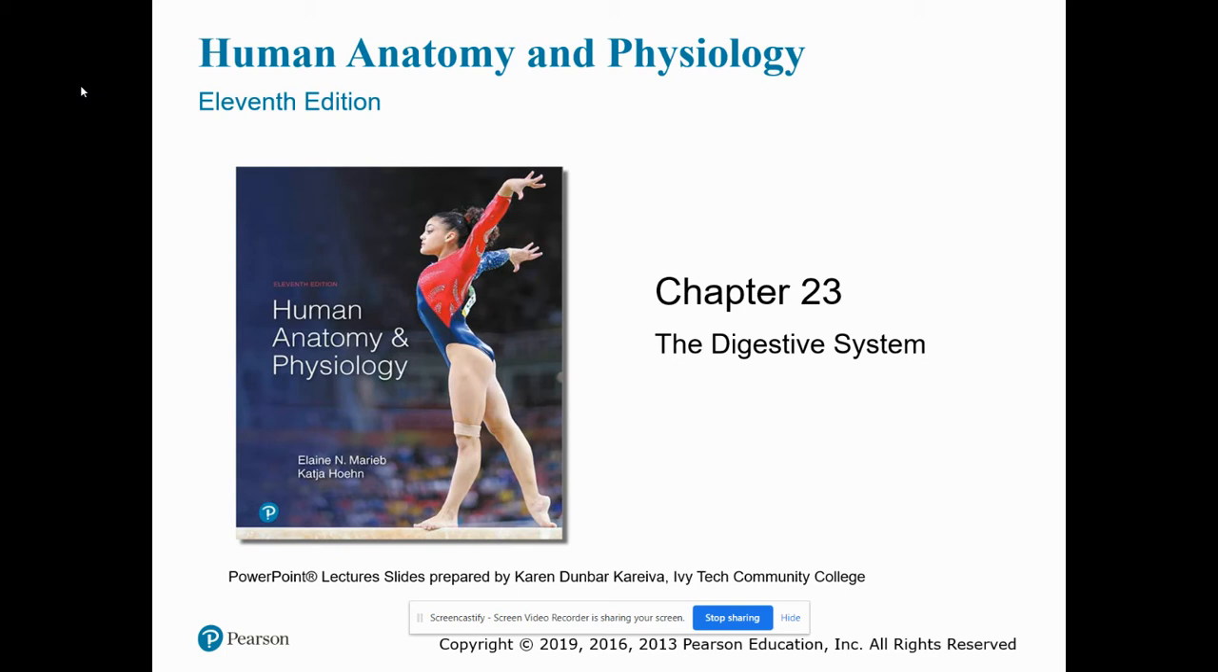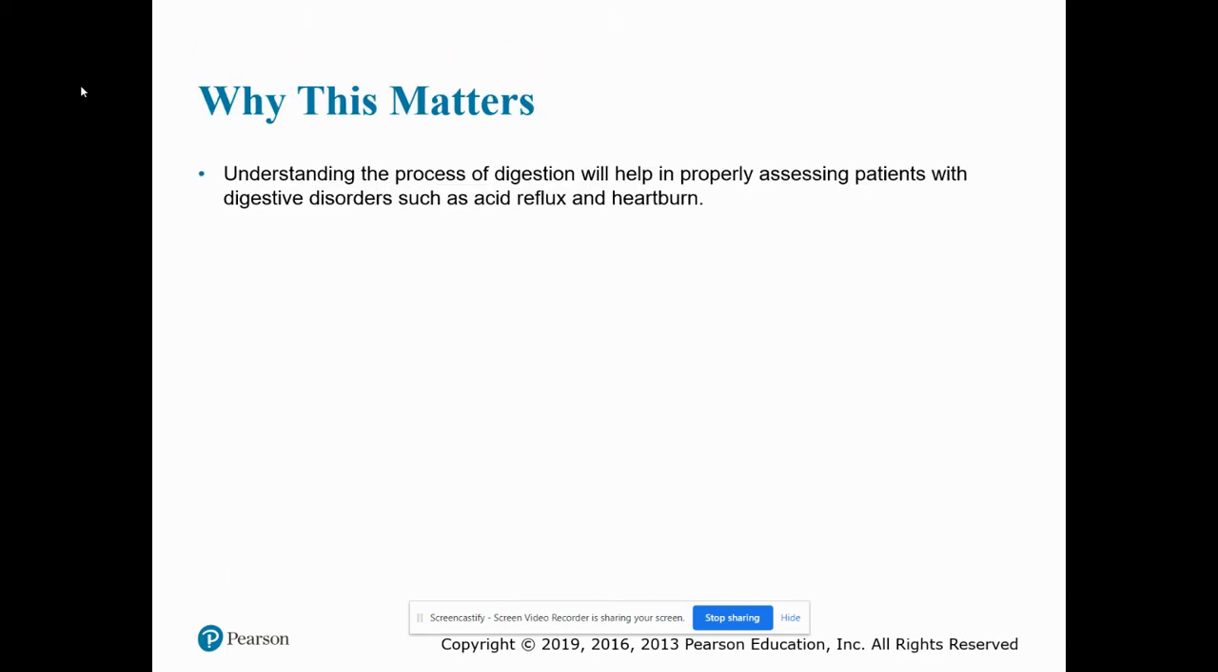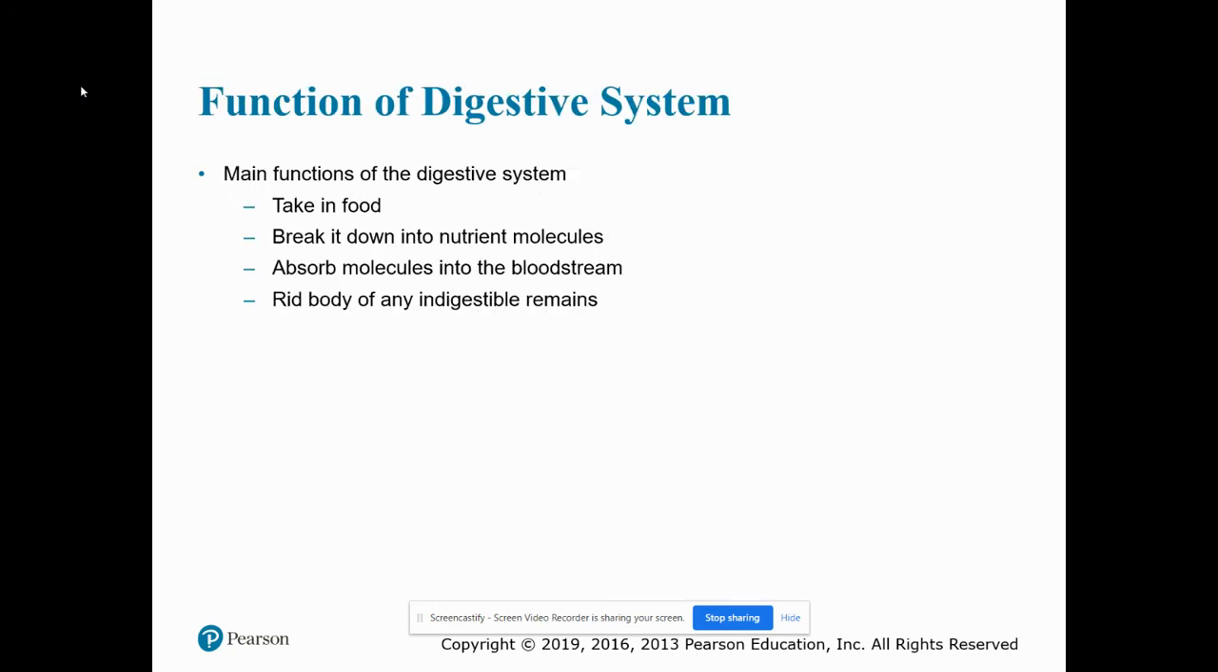This is on chapter 23, the digestive system, and this is going to be kind of the introduction of the digestive system. Understanding this is important because when you understand the digestive system and the process of digestion, it can help you properly assess patients that have digestive disorders such as acid reflux and heartburn.